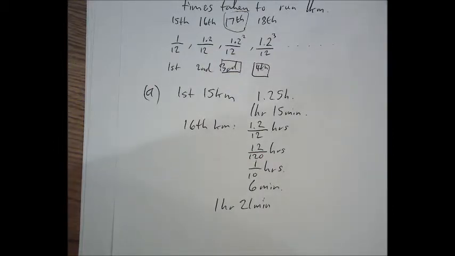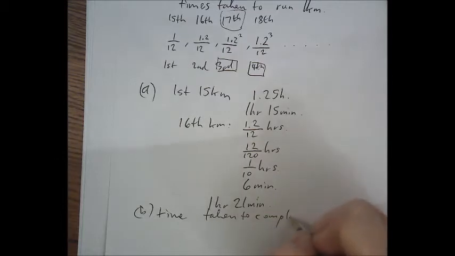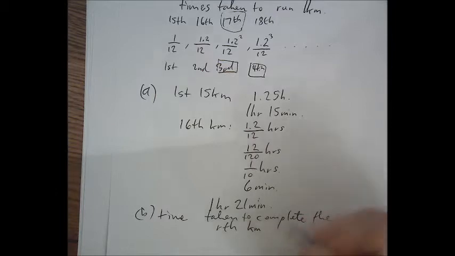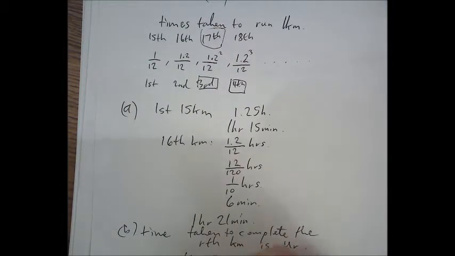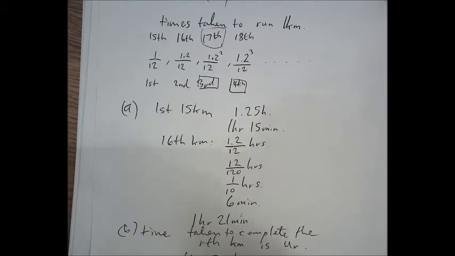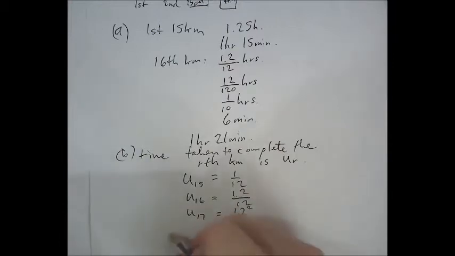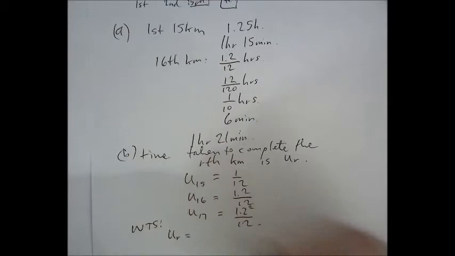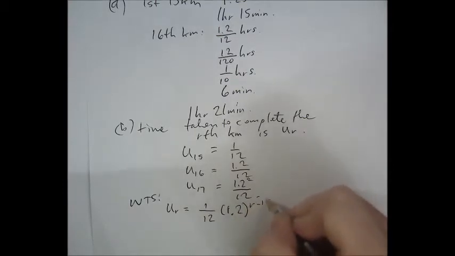So that's part A. Part B is to show that, okay, so first they introduce a name. They say time taken, so this is part B, time taken to complete the rth kilometre is UR. So R is their name for these things here. The time taken to complete the 15th is 1 over 12. The 16th is 1.2 over 12. The 17th is 1.2 squared over 12, etc. And our job is to show that UR is equal to 1 over 12, 1.2 to the R minus 15.